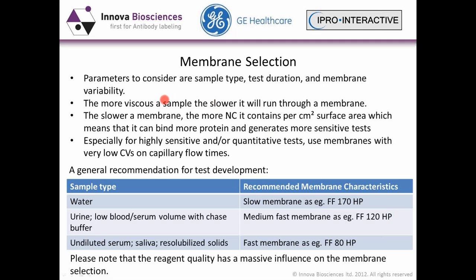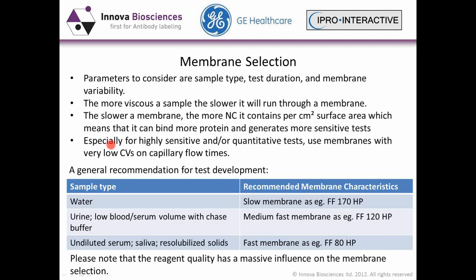For the membrane selection, the parameters to consider are sample type, the test duration you would like to have, and membrane variability. The bottom line is, the more viscous a sample is, the slower it will run through a membrane. And the slower a membrane is, the more nitrocellulose it contains per square centimeter surface area, which means it binds more protein. The unfortunate thing is, a very sensitive membrane, that means a slow membrane, is unlikely to give you the fastest test in the world, and that means at some point you will have to decide what you want to have, a terribly rapid test or a very sensitive one.